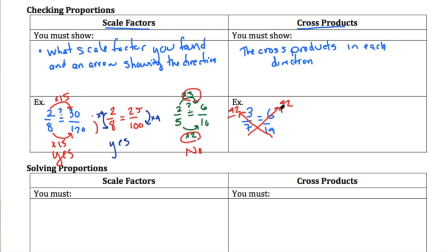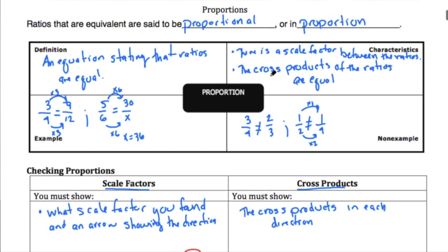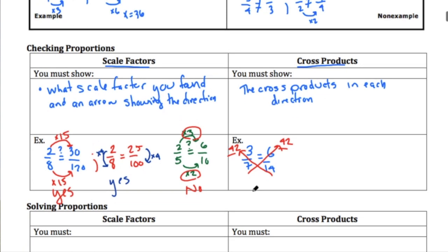Is that a coincidence? No, the fact that we got the same number when we did the cross products shows us that this is a proportion. We have equivalent ratios. So as we said in one of our definitions, or one of our characteristics, the cross products of ratios are equal. This is what we're talking about. So yes, these two ratios are proportional.